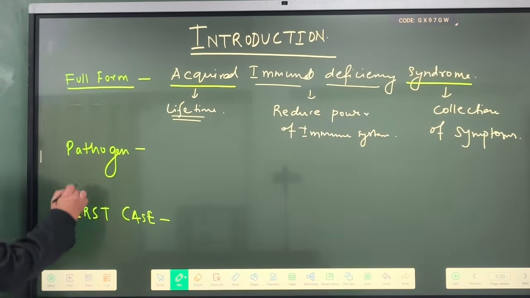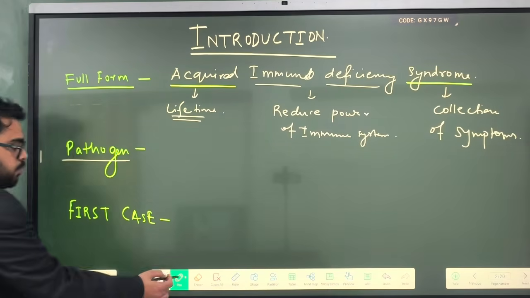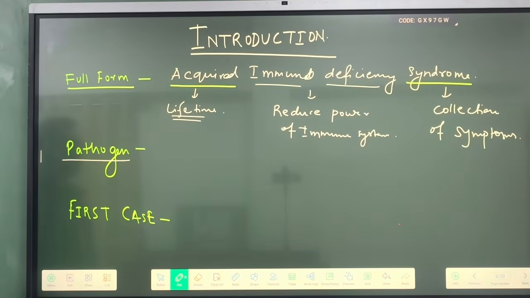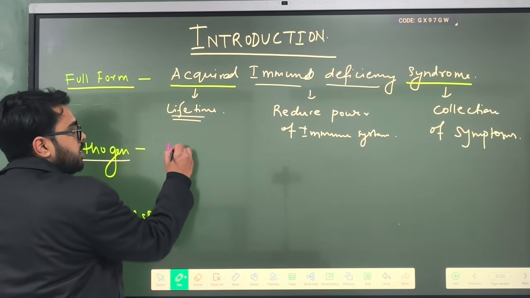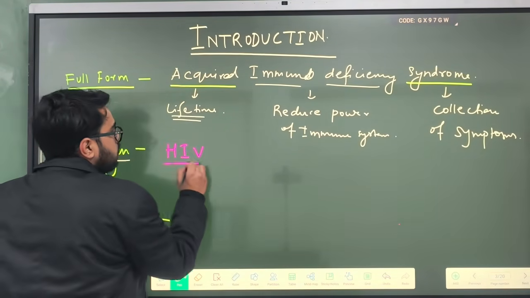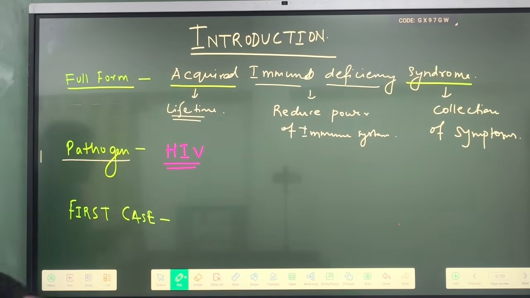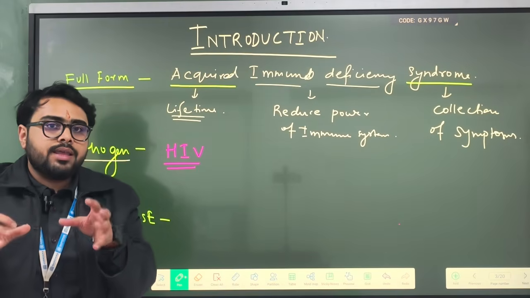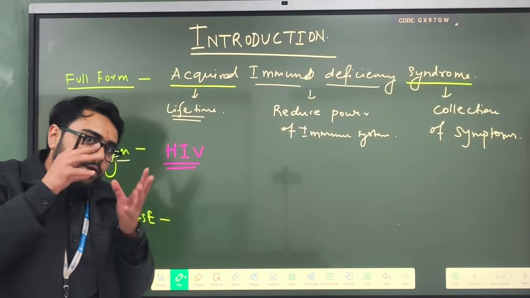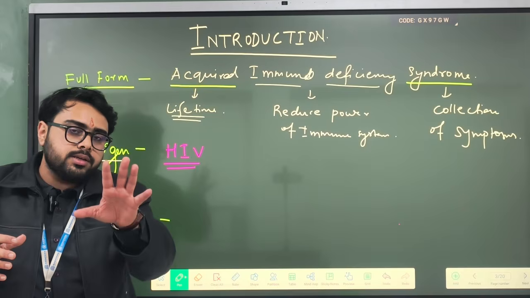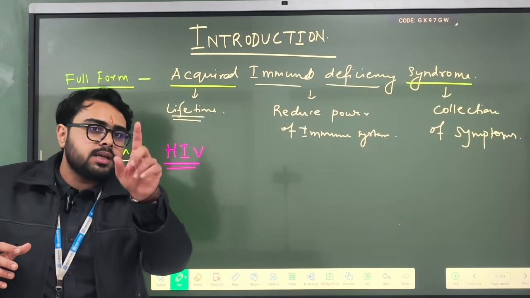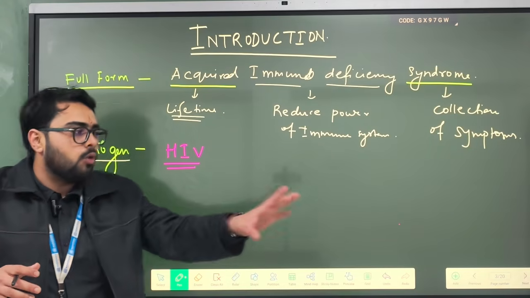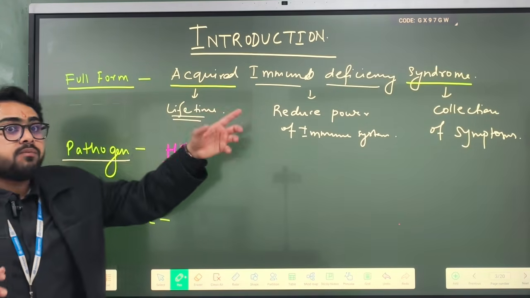Next, which pathogen is mainly causing this disease? This problem is caused by a virus, and the name of the virus is HIV. Most of the time, students get confused between the terms HIV and AIDS. I have seen that students don't know the difference between HIV and AIDS. HIV is the name of a virus, human immunodeficiency virus.